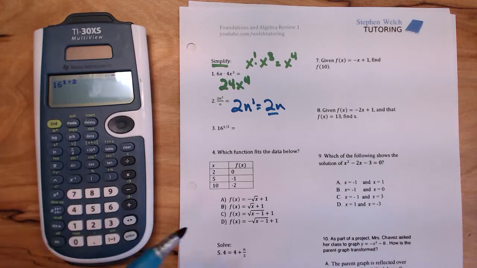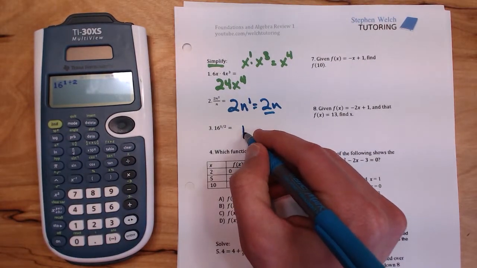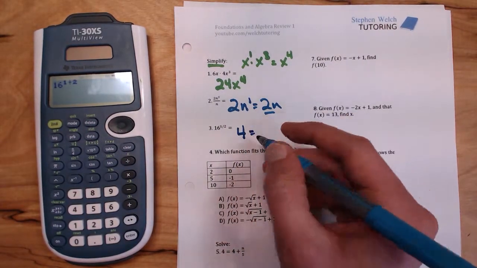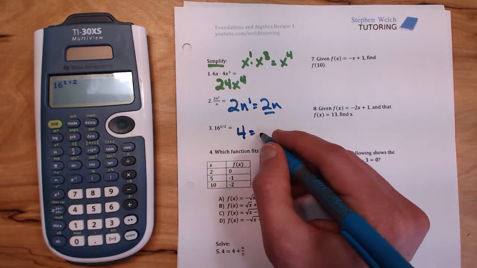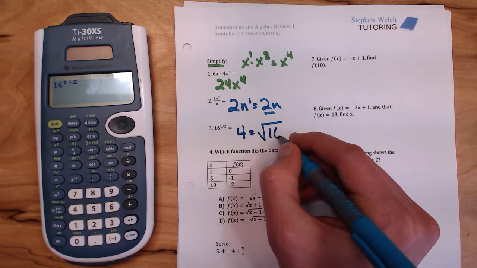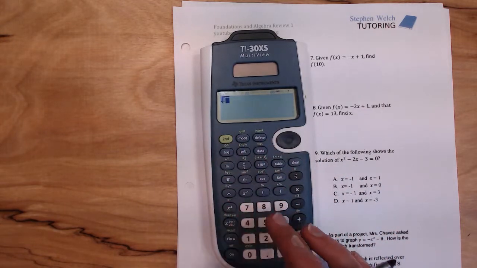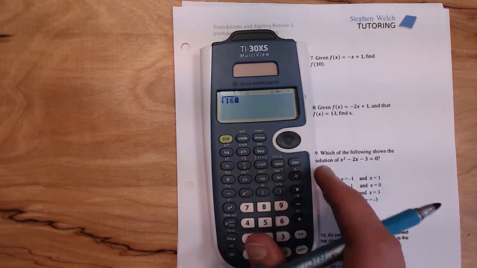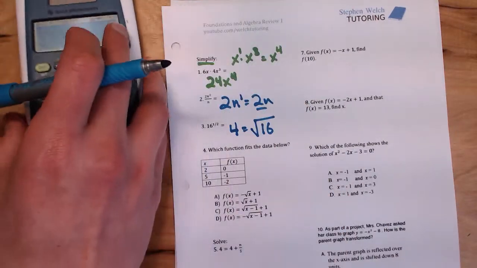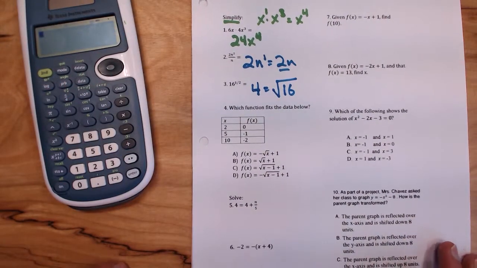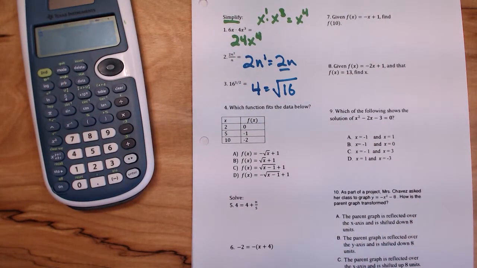I want to make one more point about this though. The reason it's 4 is I want you to remember that a 1/2 power is the same thing as taking a square root. So that's really the reason. 1/2 power is the same as a square root, so the square root of 16, as we know, is just 4. Okay, good. Number 4 says, which function fits the data below?